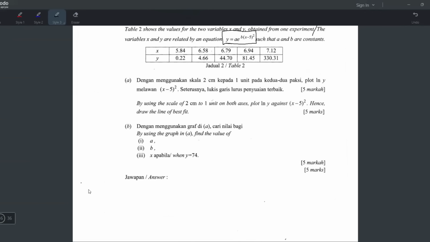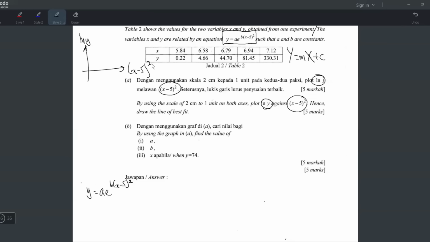So the equation, write down first: y = a e^(b(x - 5)^2). When we change to linear form, we want the equation to be y equal mx plus c, and we want our y-axis to match with the y-axis in the graph. So, kalau nak tahu graph punya y-axis apa, you boleh tiru sini. Dia akan cakap siapa melawan siapa kan. Ln y melawan (x - 5)^2. So that's the y-axis, x-axis. That means your y-axis is ln y, and your x-axis is (x - 5)^2.